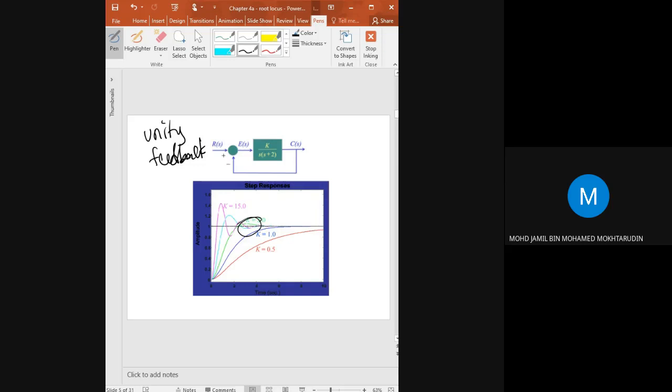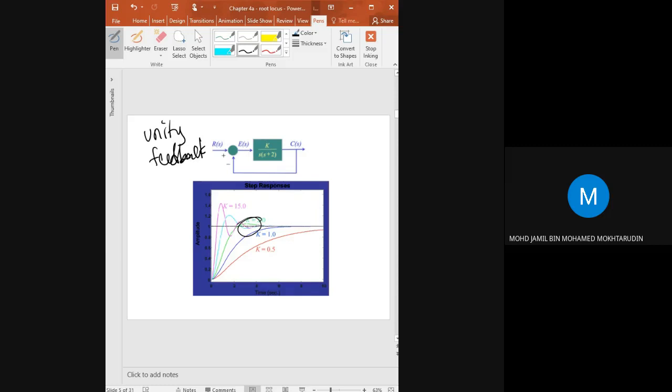The problem here is that when you increase K, the system will become stable and also reach the steady state value faster, but it will produce overshoot and damping. So we don't want damping and overshoot to happen. So in control systems, basically you want to vary or tune the gain K here. We will learn about tuning the gain K in the last chapter about the PID controller.